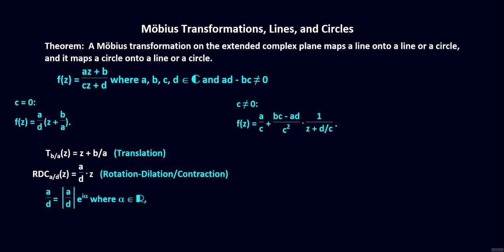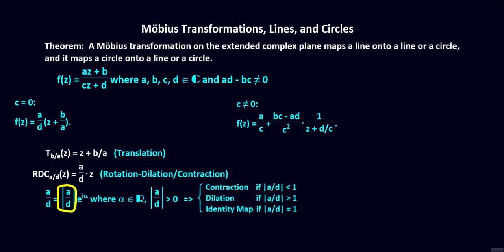Since a and d are both non-zero, the absolute value of a over d is greater than 0. So multiplication by the absolute value of a over d is a contraction if the absolute value of a over d is less than 1, and is a dilation if the absolute value of a over d is greater than 1. We get only the identity map if the absolute value of a over d is equal to 1. Multiplying z by e to the power i alpha rotates z counterclockwise around the origin by the angle alpha. And so multiplication by a over d is the composition of a rotation with a dilation or contraction.